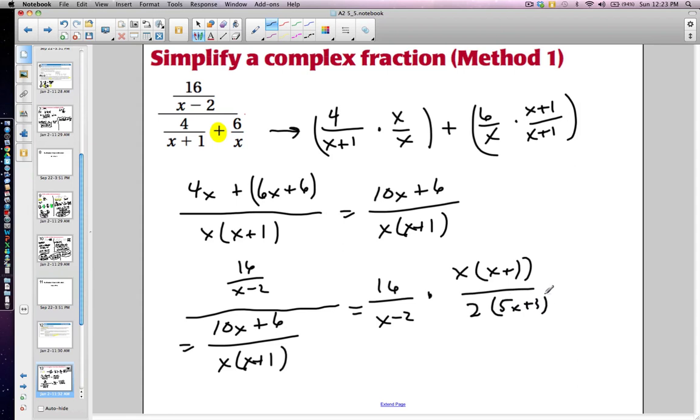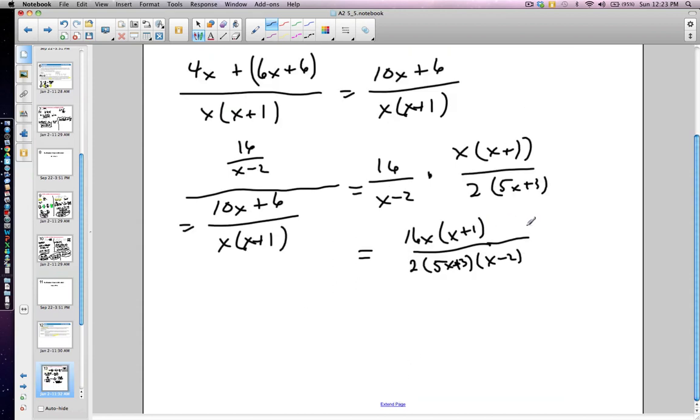So I factored it just to see if this would make life any better. It really didn't. Okay, so when I finish out doing this, I'm going to have 16x times (x plus 1) over 2 times (5x plus 3) times (x minus 2). Now I could go ahead and multiply this all out and then see if it's going to factor back out. It's really about the denominator. The numerator is all fully factored, right? I have 16 times x plus 1. But it might make sense to go ahead and multiply this all out.